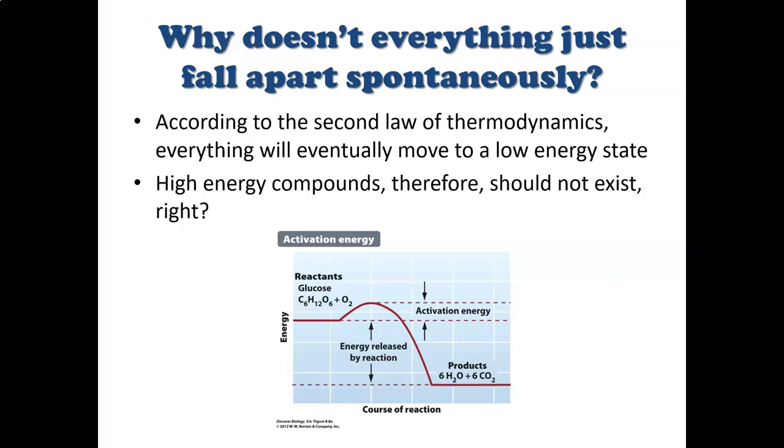Now, we know that there are anabolic reactions and there are catabolic reactions. And according to the second law of thermodynamics, everything's going to fall apart, which means that the second law of thermodynamics suggests that catabolic reactions are much more likely to occur over time. That being said, if everything's going to fall apart, why haven't they already? How do we still have high energy compounds? Well, the reason why we have high energy compounds is because they can get stuck in certain high energy configurations.